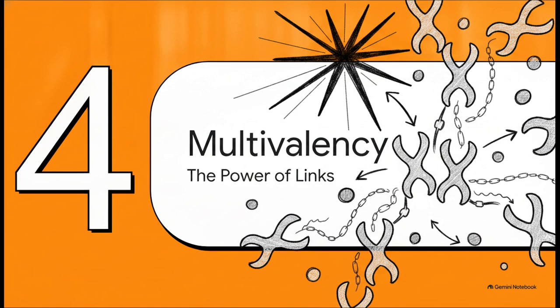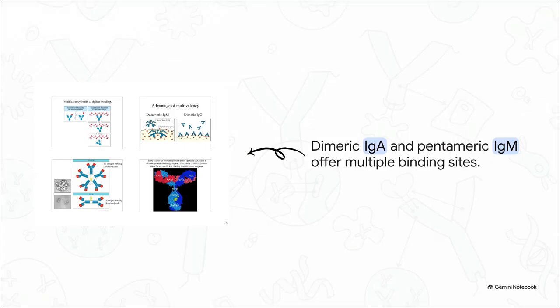power of multivalency. Looking at the structural geometry on the bottom left, the dimeric IgA links two of those basic Y-shaped monomers end-to-end at their constant regions. Because each Y has two grabbing arms, this dimeric structure yields 4 separate binding sites.